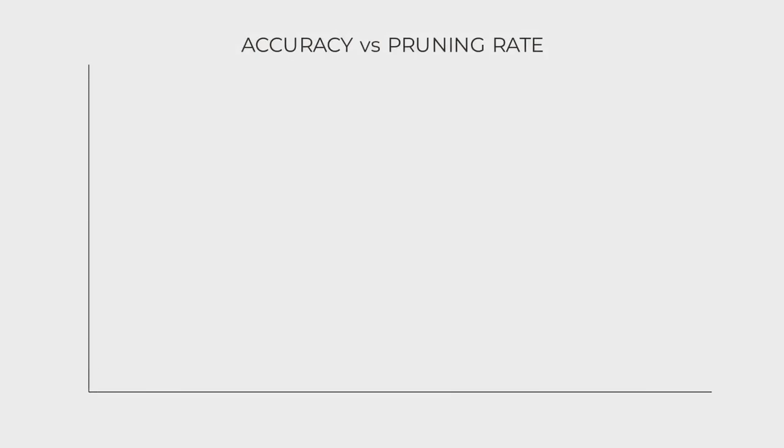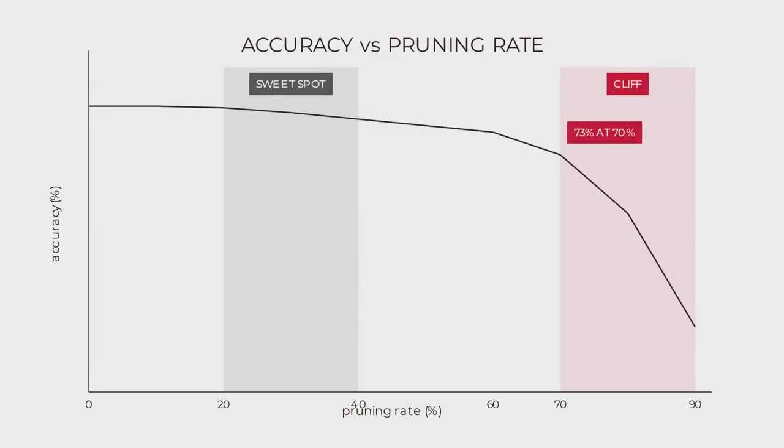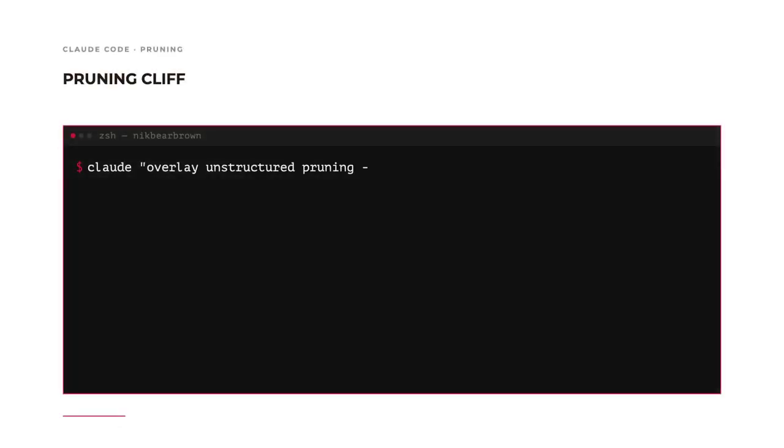The accuracy curve appears, flat at 88% from 0 to 20%, then a gentle slope to 84% at 40%. The sweet spot band lights up. Past 60% the slope steepens, 80% accuracy at 60% pruning. Past 70% the cliff: 73, then 55, then 20. The collapse zone in crimson. That's structured pruning. Latency drops with accuracy.